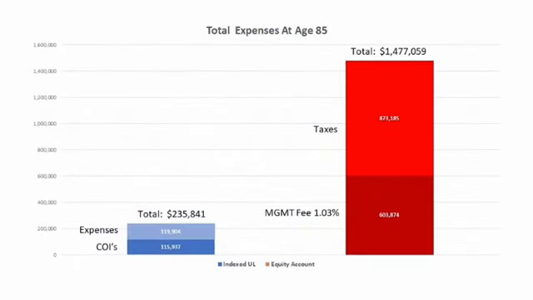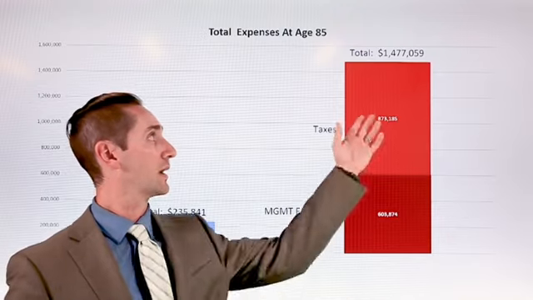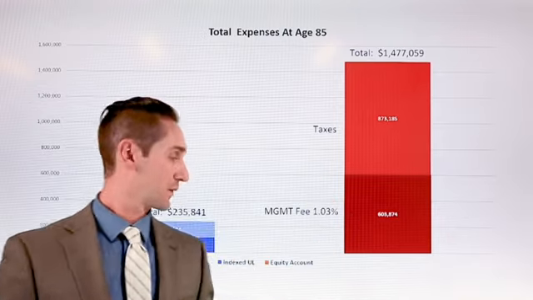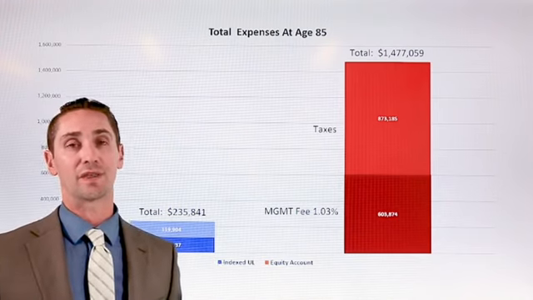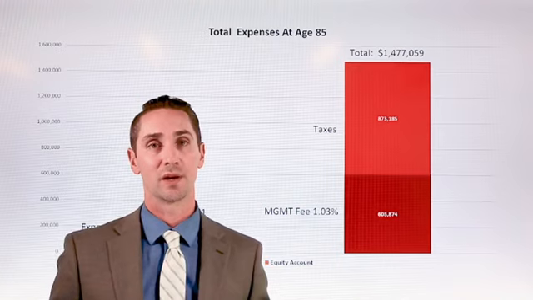Now, when we look at the non-qualified equity account, same exact money going in, same exact 6.9% gross rate of return, the management expenses at 1.03% were $603,000. The taxes were $873,000. Again, those are the taxes on dividends and portfolio turnover, the frictional taxation along the way, for a total sum of almost $1.5 million versus the $235,000 for the indexed universal life policy.